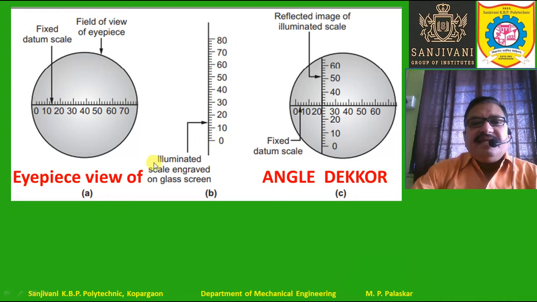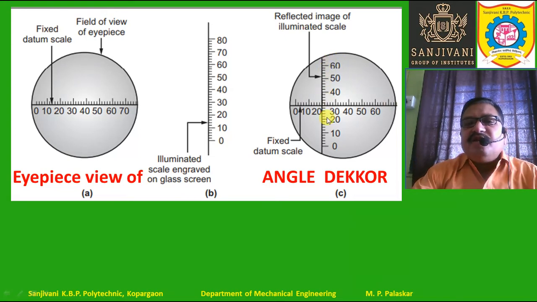And here we have the illuminated scale, which is also engraved on the same glass screen, but this cannot be directly seen through this particular eyepiece. The reflected image of this vertical illuminated scale can be seen like this through the eyepiece. So this is the reflected image of the illuminated scale, and this is the fixed datum scale, which is horizontal.